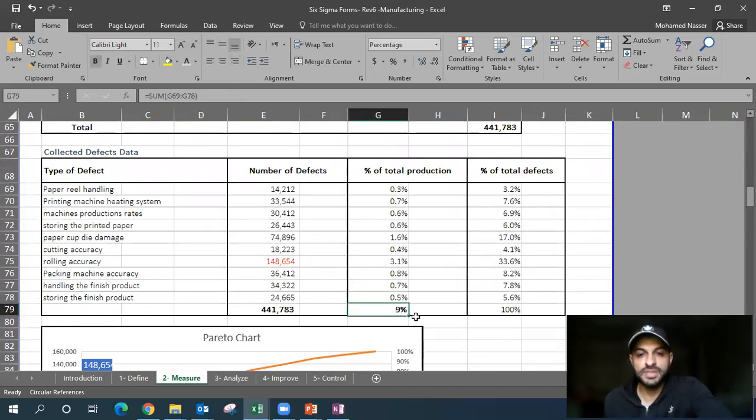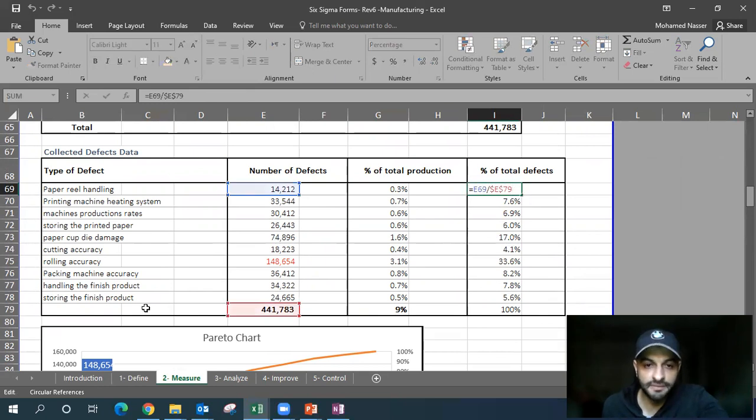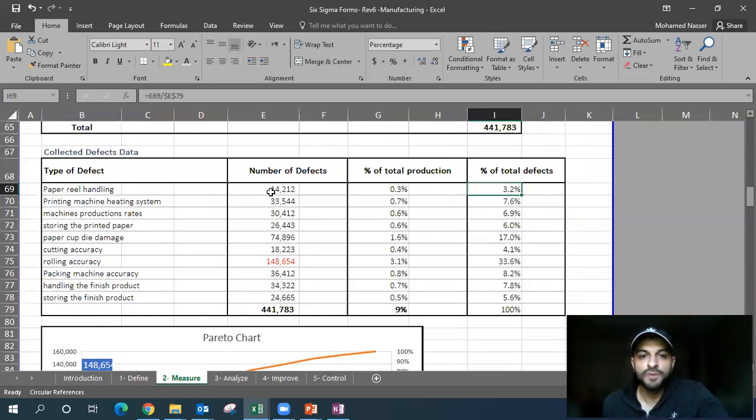Fine, so you have 9% defected items, and then the other column is the total of each defect in the overall defected items, which means the percentage of this defect from all defected items. For example, I have 14,000 defected items due to paper reel handling. What is the percentage of these 14,000 from the overall defected items? So it's 3.2. You got it?